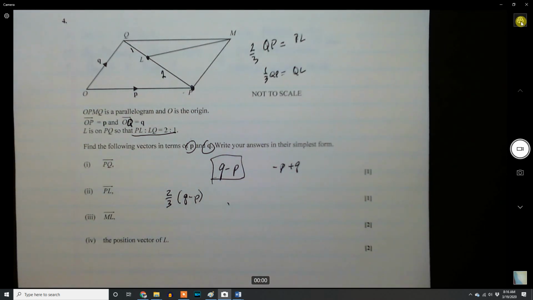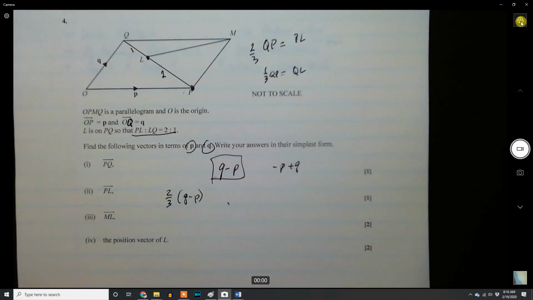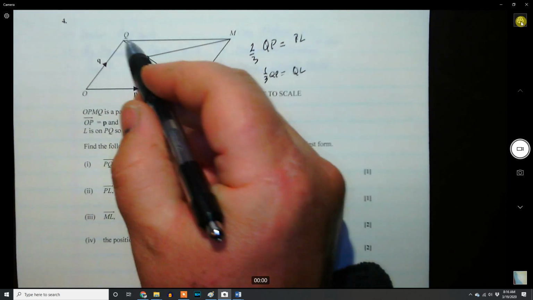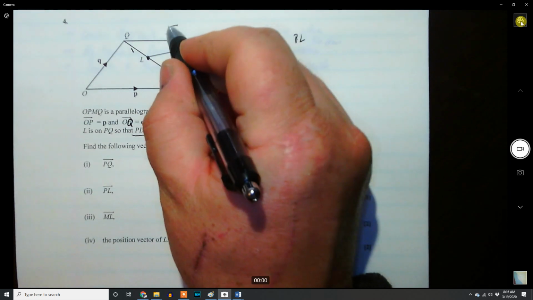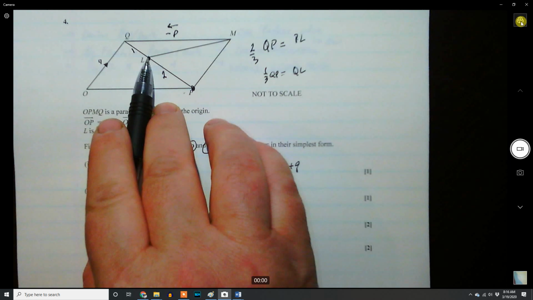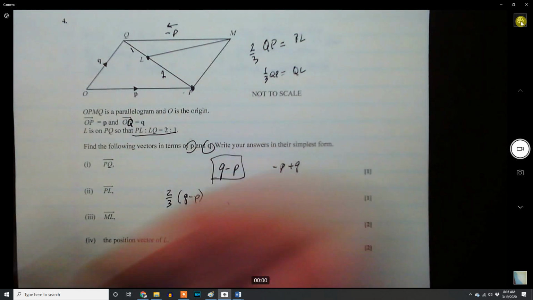Now, M to L. That's a little trickier. M to L. How can you go from here to here, right? Well, there's a couple ways we can do it. We could go from M to Q to L. We know that because this is negative P if we went that way, right? And we could figure this out right here because we could make a combination of those 2. But here's what I think.